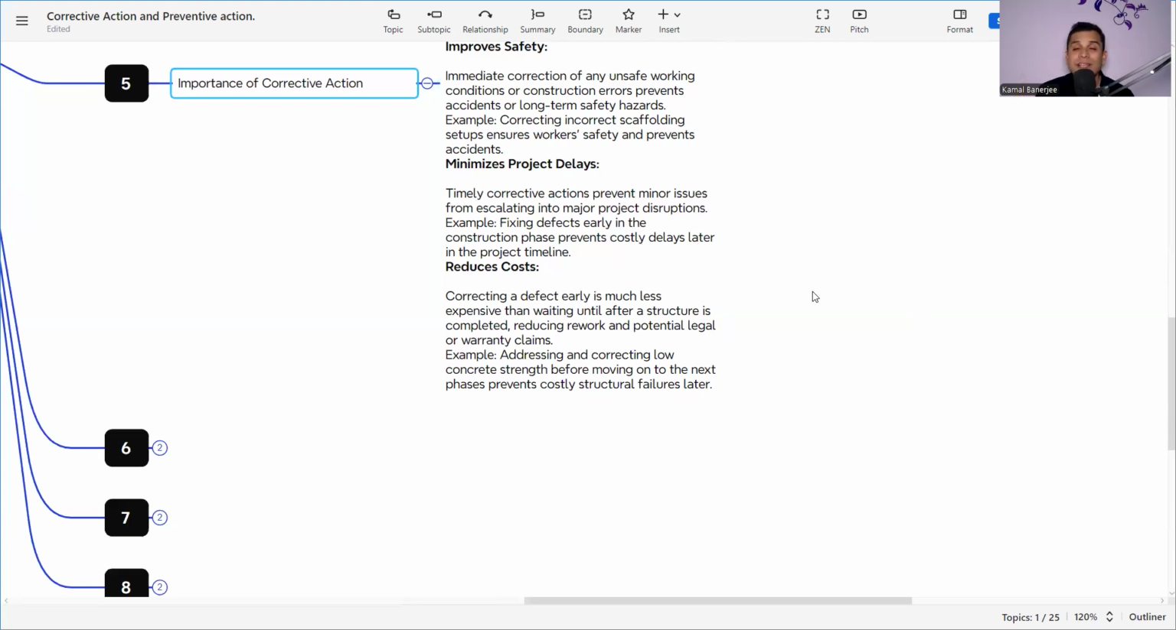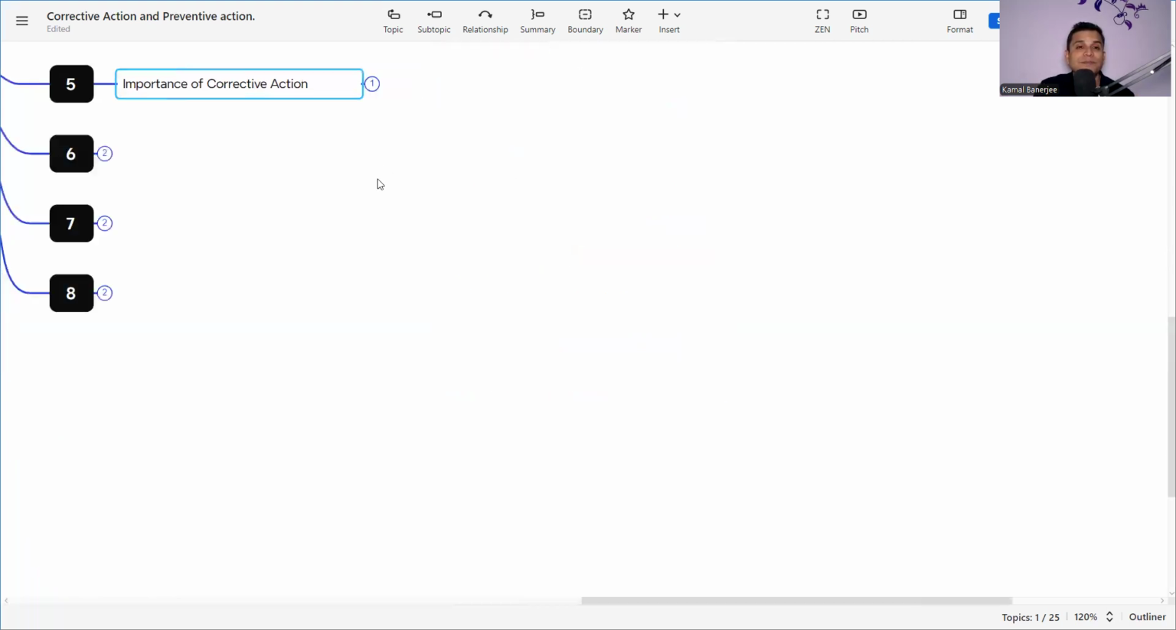Suppose, to give an example, take cracks. If we are not doing the corrective action and not doing the preventive action, cracks will generate in each and every concrete, and you need to prepare the area and do the crack filling. So there is cost involved, and it will increase the cost. So corrective action helps us reduce the cost of the projects.